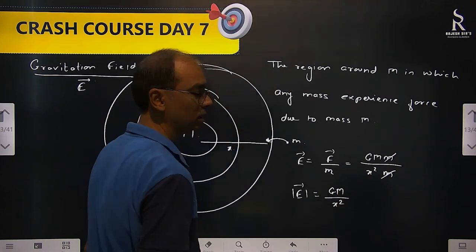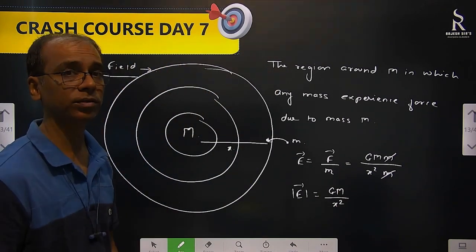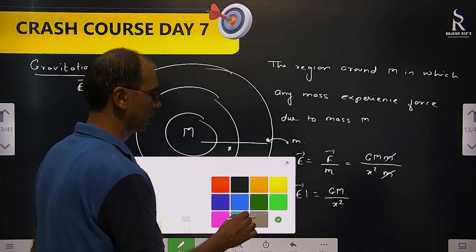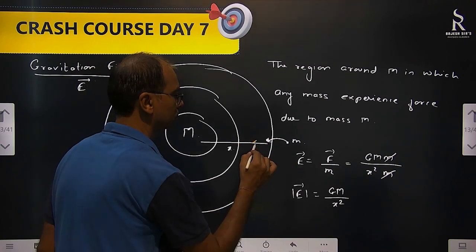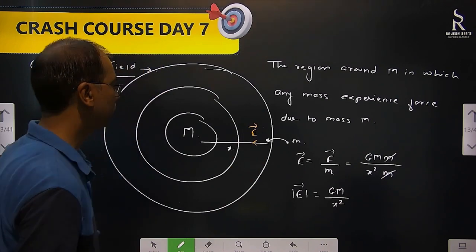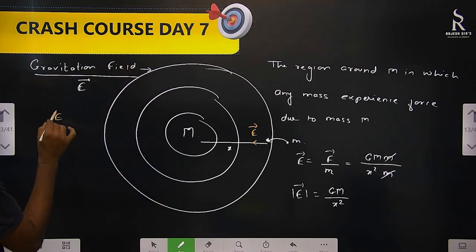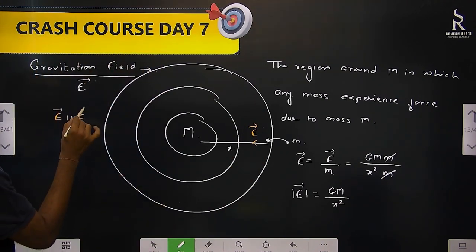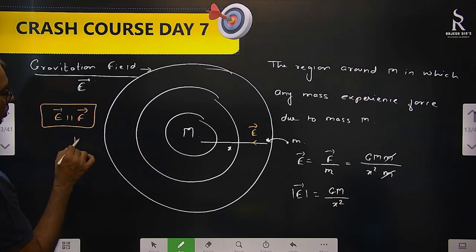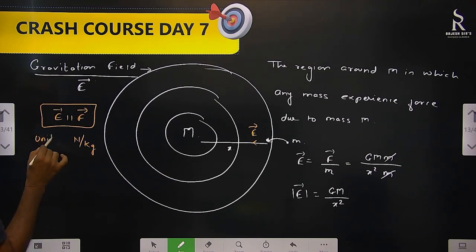And what is its direction? Direction is the same as gravitation force. On this mass, the gravitation force is inward, so the gravitation field is also inward. So gravitation field is always parallel to, or in the same direction as, gravitation force. What is its unit? Unit is force by mass, that means Newton per kg. That's the unit of gravitation field.